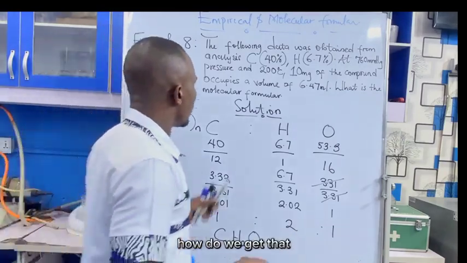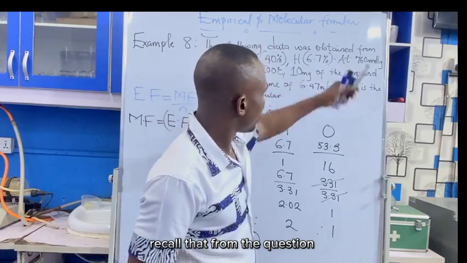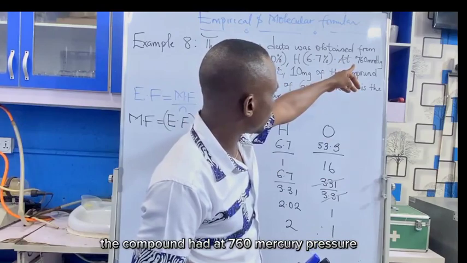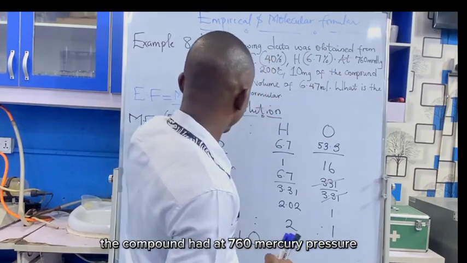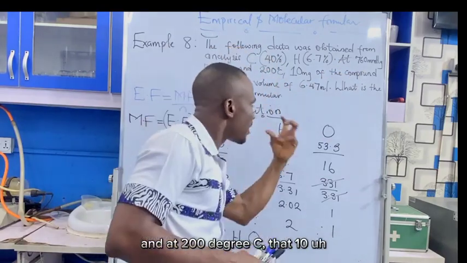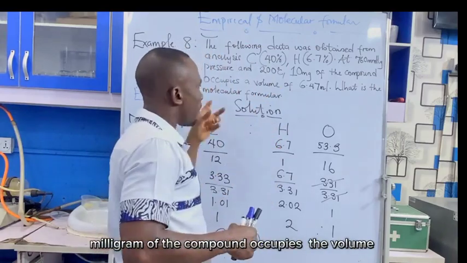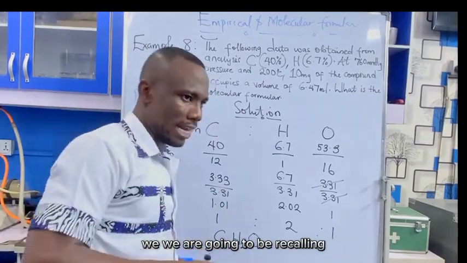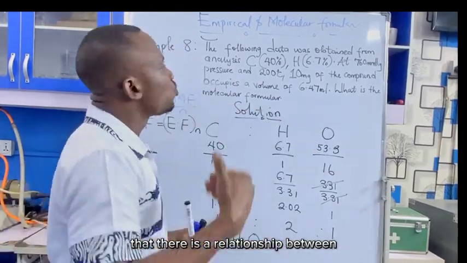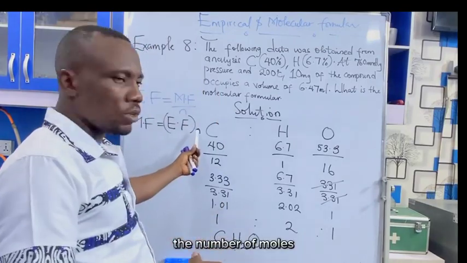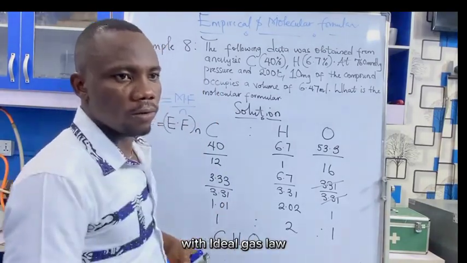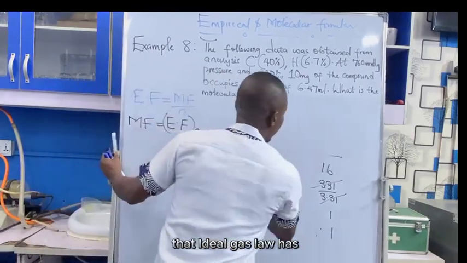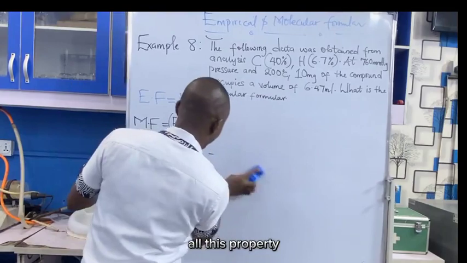Now how do we get that? Recall that from the question, they said that at 760 millimeter mercury pressure and at 200 degrees C, 10 milligram of the compound occupies the volume of that. Putting all that together, we recall that there is a relationship between the number of moles and the ideal gas law. And so, recalling that the ideal gas law has all these properties.